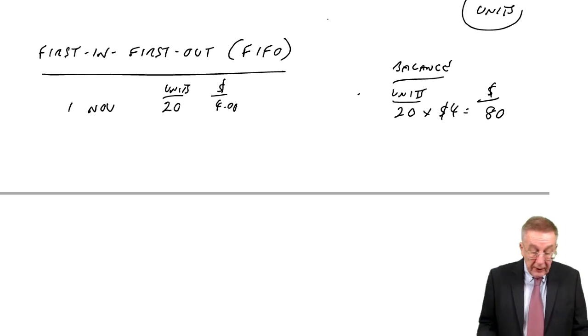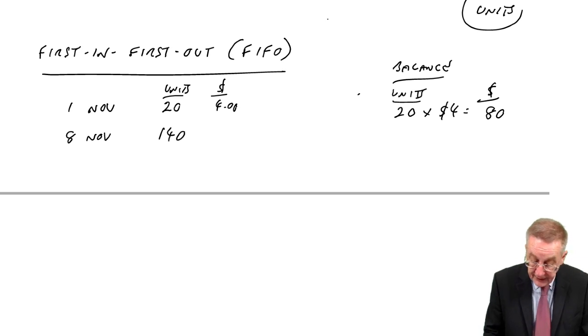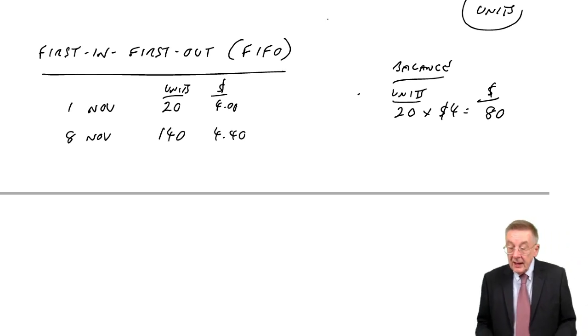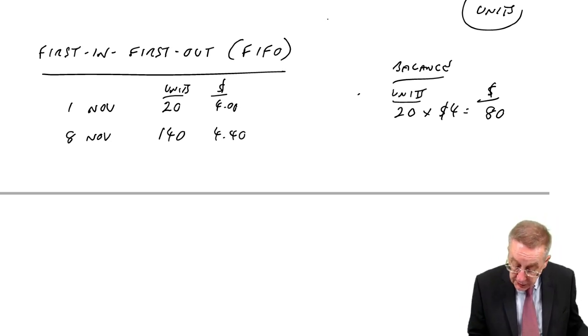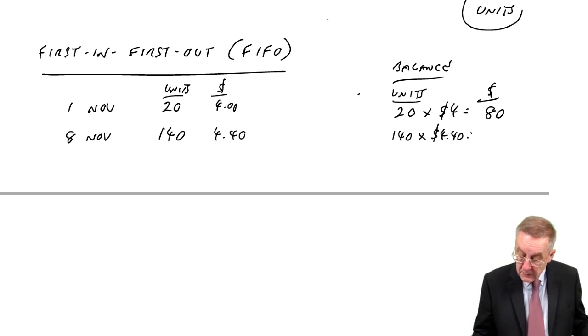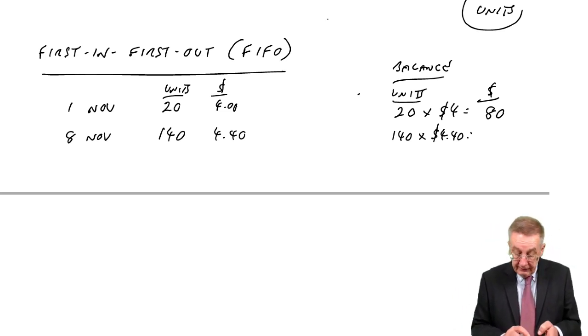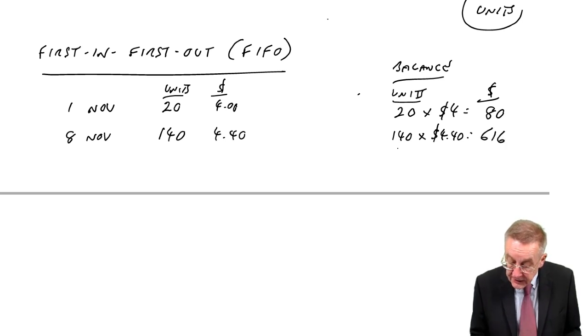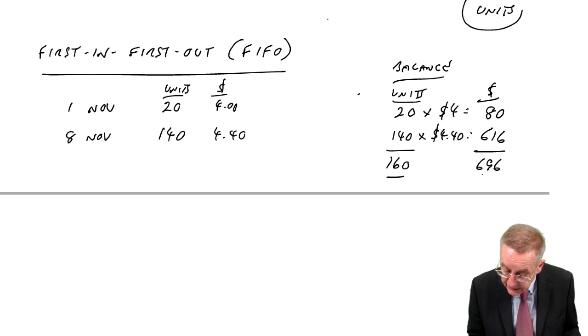What happens then? We receive some on the 8th of November. We receive 140 and they cost $4.40. And so what's happened to our balance? We've still got those 20. In addition, 140 times $4.40. Sorry, 140 at $4.40 is 616. So at that stage, with 160 units in inventory, and if this was the end of the period, no question, they'd be valued at 696.